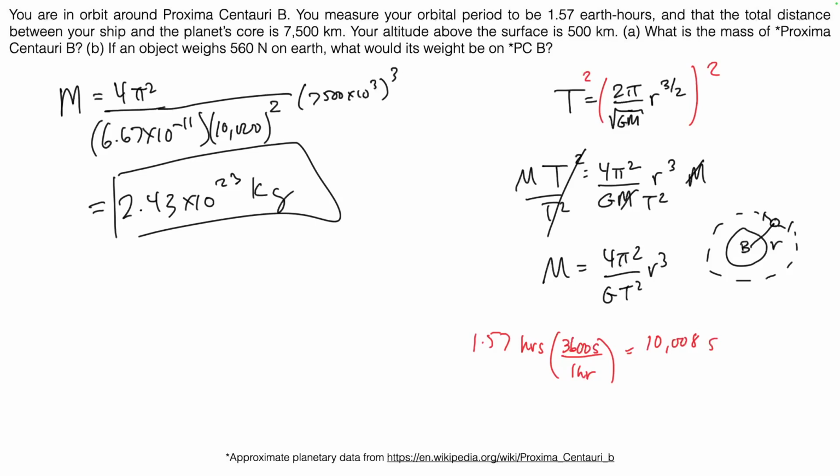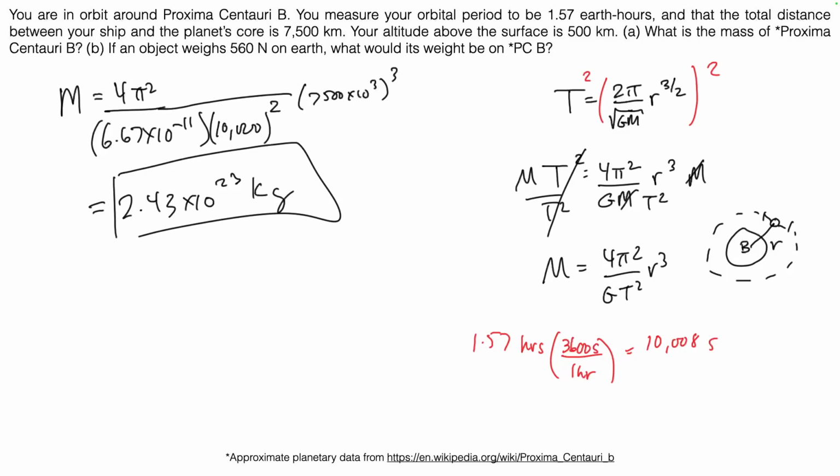Okay, so we found the mass. And now they're telling us the weight of an object on Earth, and we want to find the weight at Proxima Centauri b. So what's the thing that doesn't change no matter where we go? It's mass, right? The mass of an object is totally independent of whether gravity is pulling on it or not. So this suggests that we should try to find the mass of this object, and then once we have it, calculate what the weight would be on the surface of Proxima Centauri b.